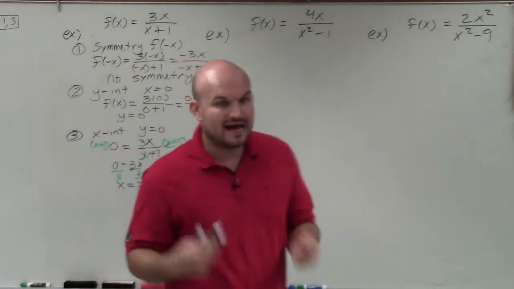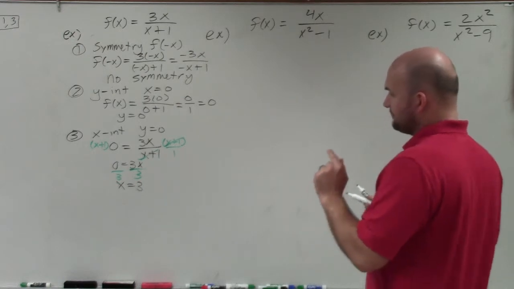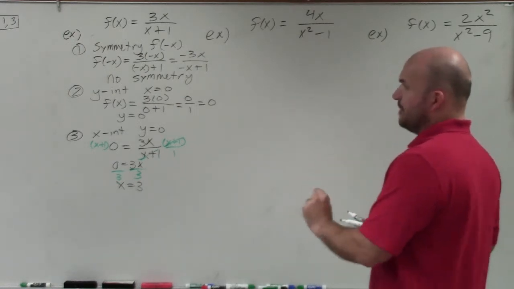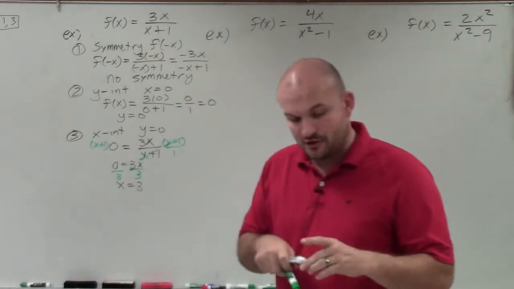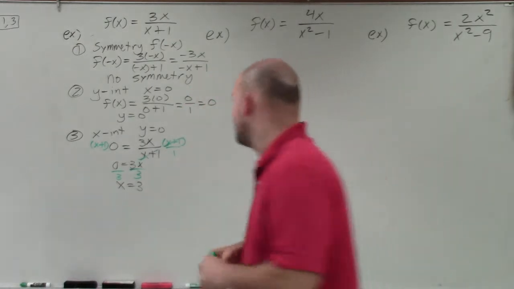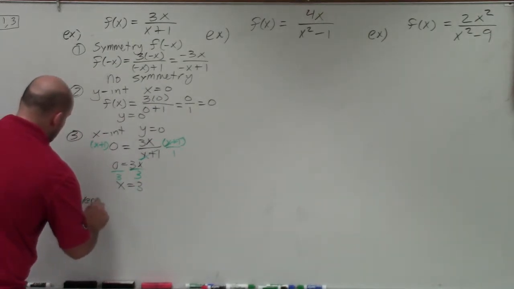OK? So now when we're going to go ahead and graph this, basically now what I have is the x-intercept, I have the y-intercept, and I know that it's not symmetrical. So the next thing we want to do is now go ahead and determine our asymptotes. So the first asymptote we're going to want to identify is the vertical asymptote.